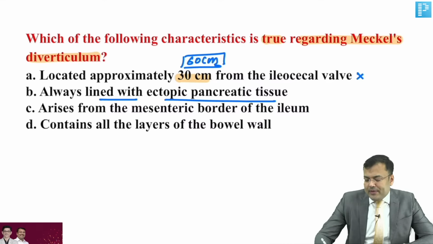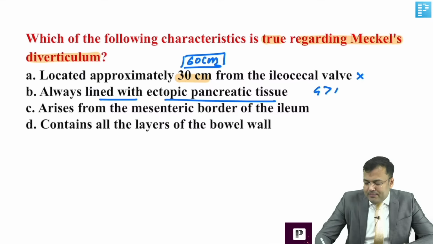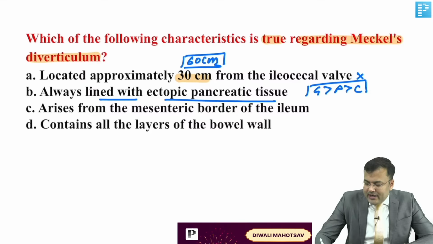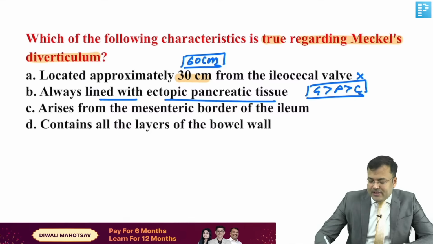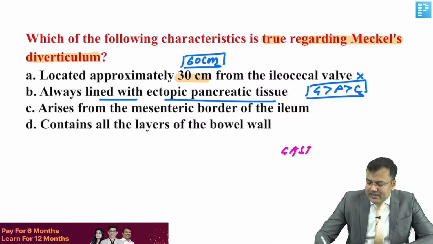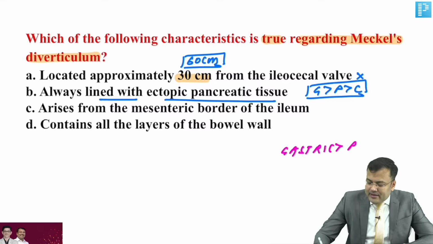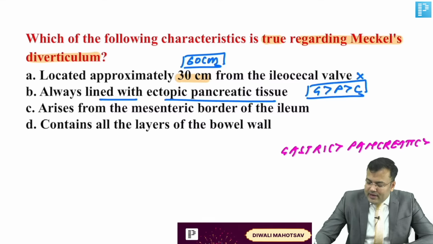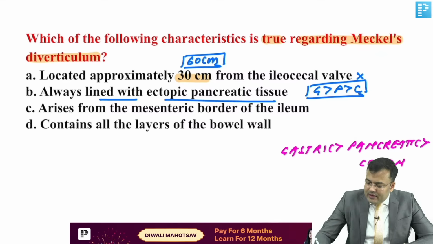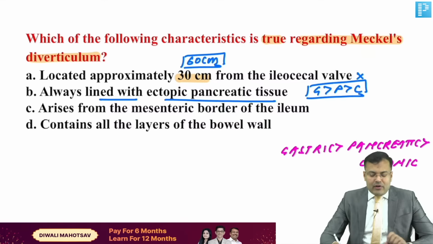So, what are those ectopic tissues, guys? How to remember? Mnemonic is GPC. Can you tell me the full form? What is the GPC? G means gastric, followed by pancreatic, followed by colonic. So, it is GPC. Gastric followed by pancreatic followed by colonic.